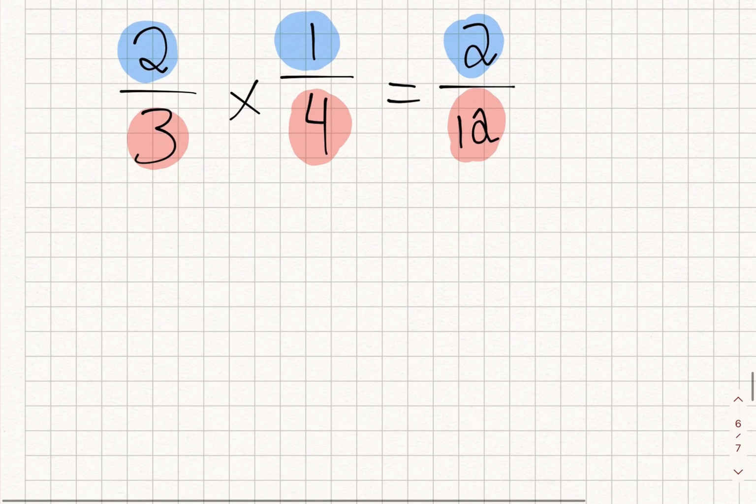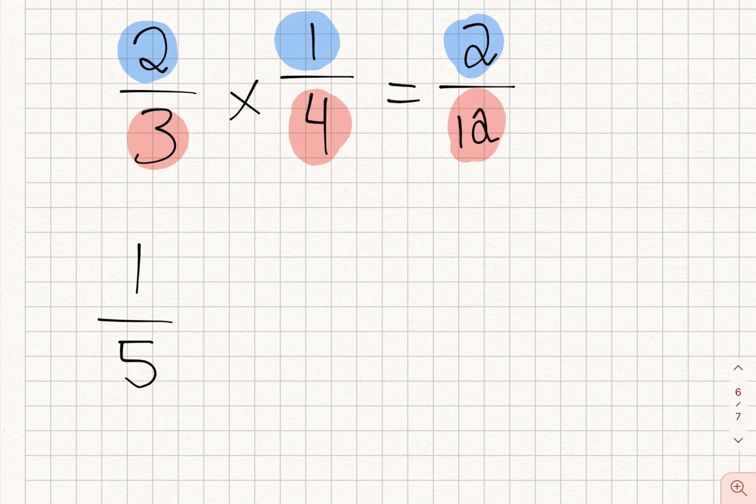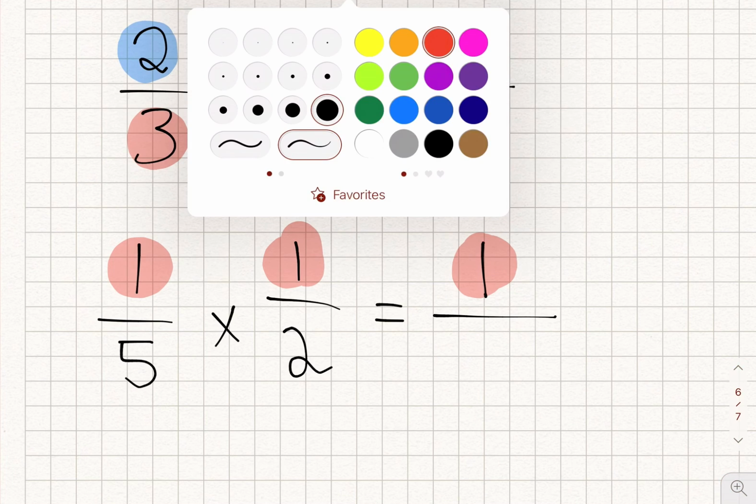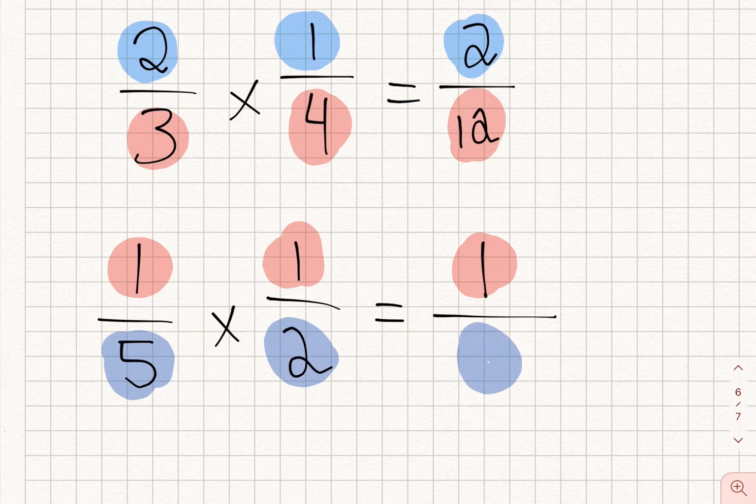Let's try one more problem together before you work on these on your own. 1/5 times 1/2. Solve that in your math notebook on your own. When you're done, go ahead and unpause. All right, if you're done, let's see how you did. Let's see here. Now, 1 times 1 equals 1, and 5 times 2 equals 10. 1/5 times 1/2 equals 1/10.